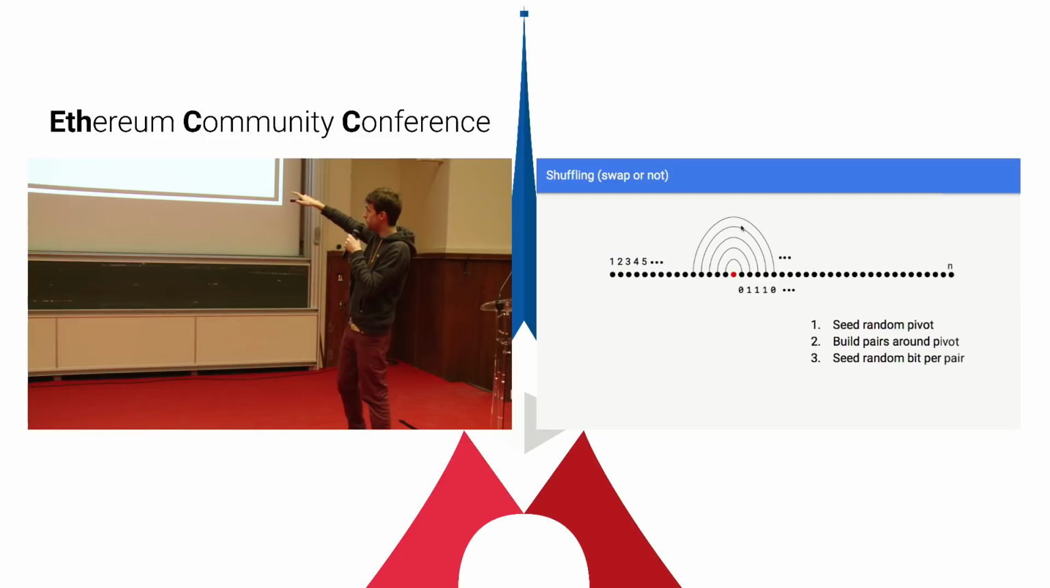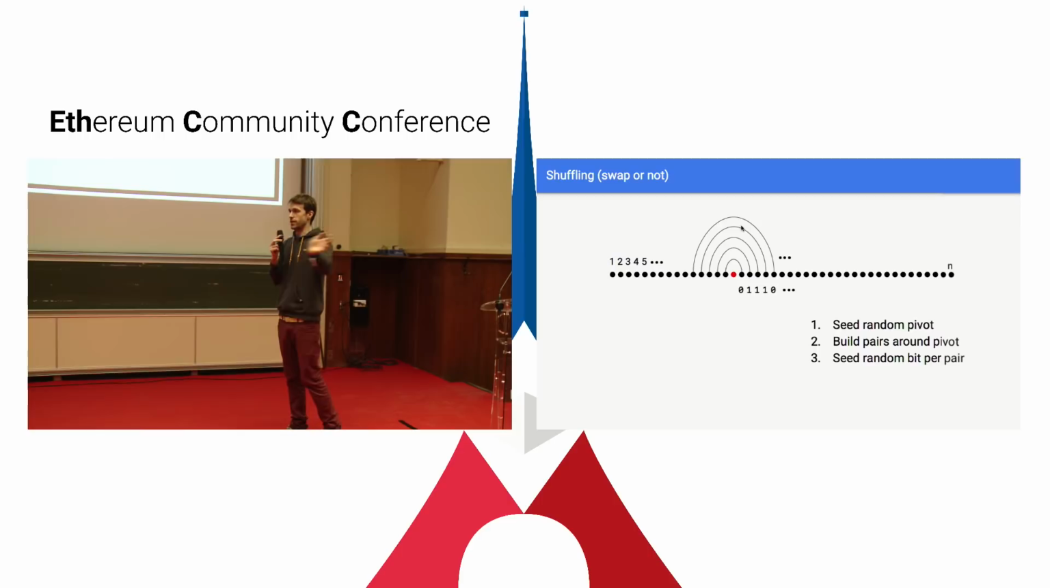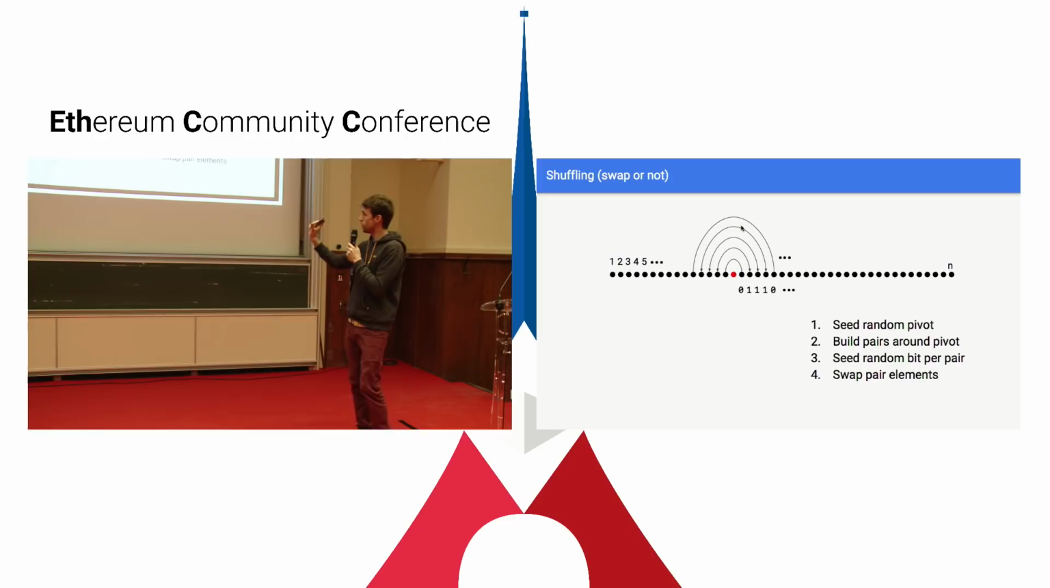And then for each pair, you're going to pick a random bit that is going to be 0 or 1. And this random bit can be locally computable, because what you do is you just take the position of the bit, and then you hash it with the seed. And you can get this one bit for a position that's somewhere in between without having to compute everything. And then when the bit is 1, you will swap the two elements, and if the bit is 0, you don't swap. So it's called swap or not, because either you swap or you don't swap.